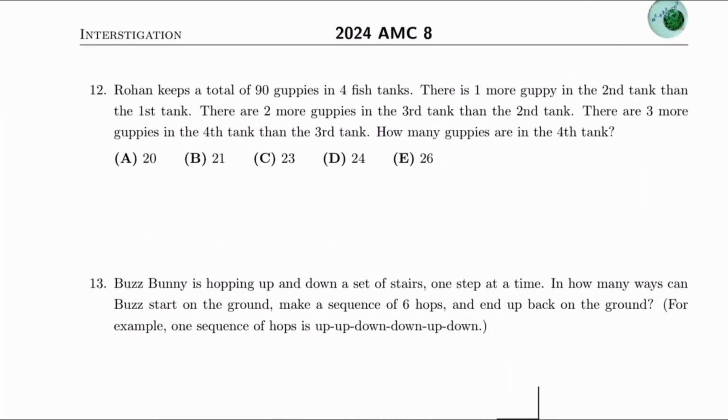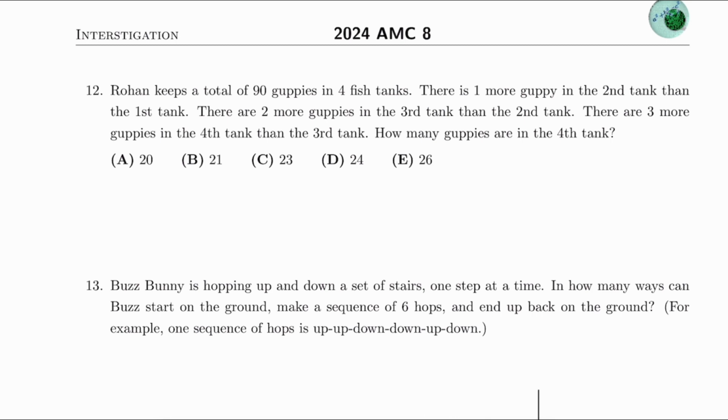Let's move on to number 12. Number 12 says, Rohan keeps a total of 90 guppies in 4 fish tanks. There is 1 more guppy in the second tank than the first tank. There are 2 more in the third tank than the second tank. There are 3 more in the fourth tank than the third tank. How many guppies are in the fourth?